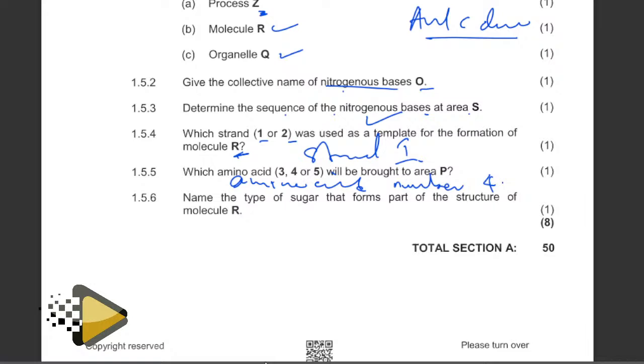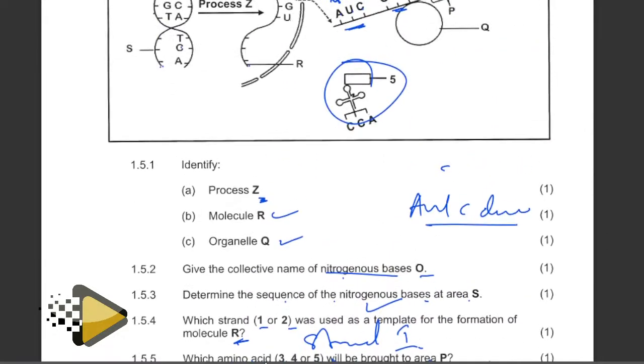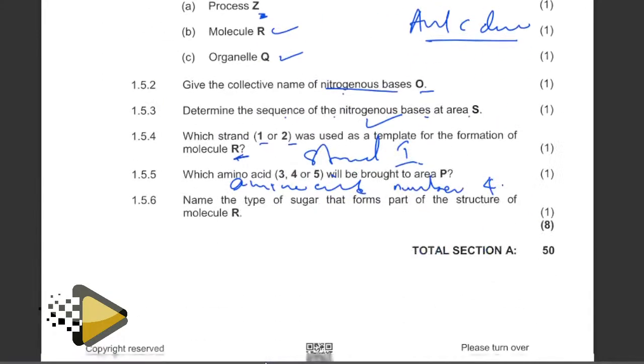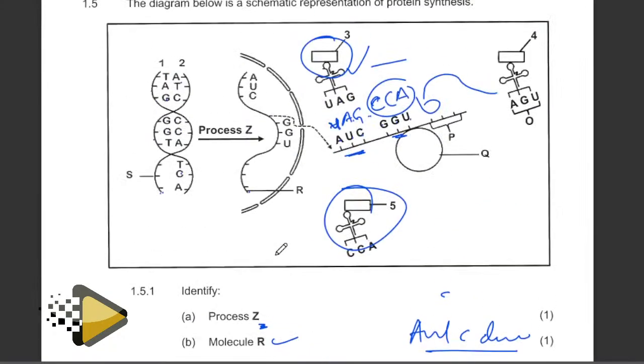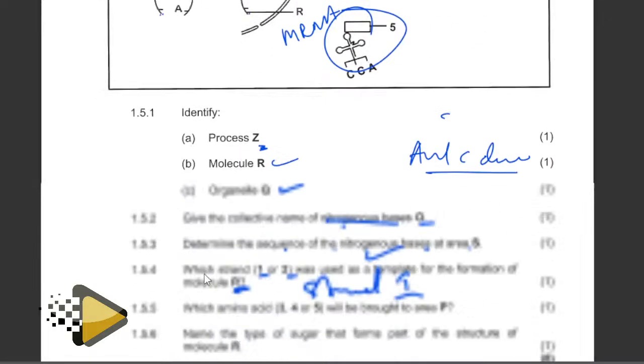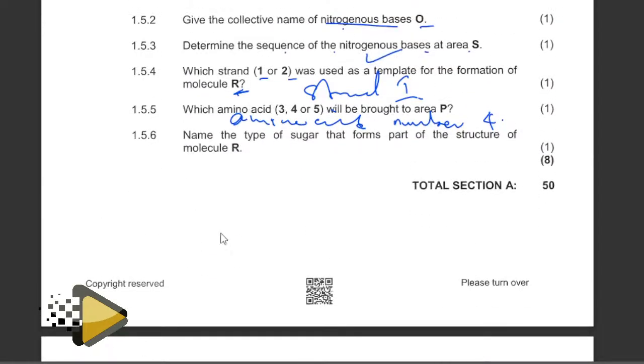Then they are saying, name the type of sugar that forms part of structure molecule R. Molecule R is messenger RNA. So here they are talking about sugar, so it's going to be ribose. Don't say ribo, it's ribose, because they're looking at the sugar.